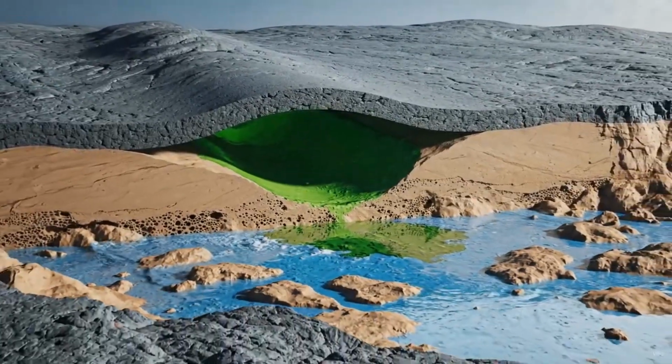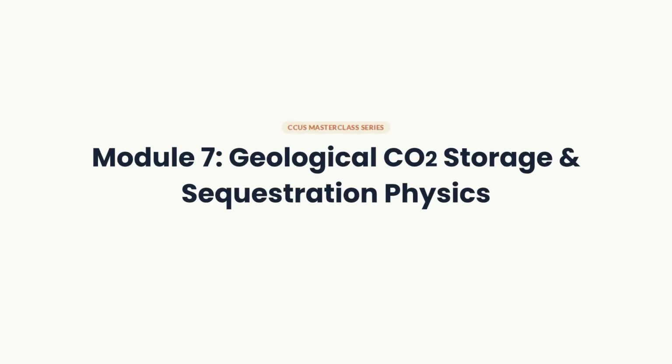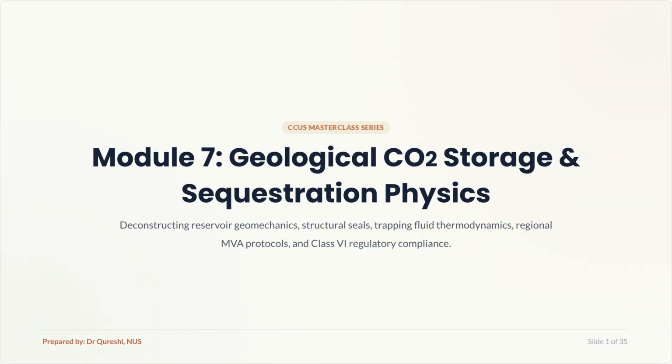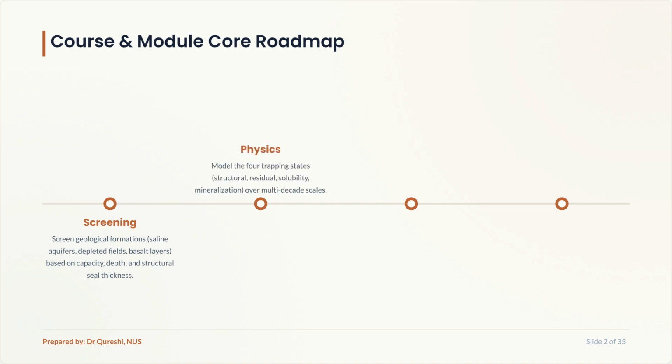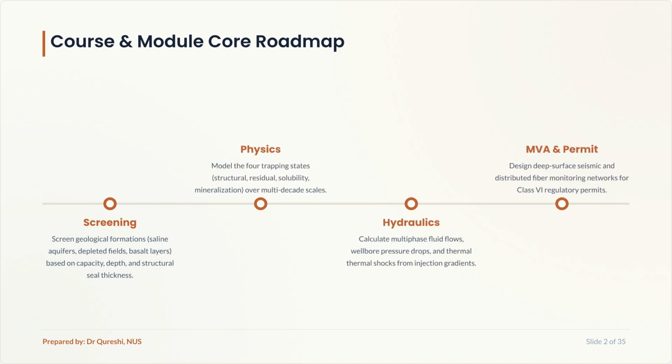The CO₂ plume line structure. Welcome to Module 7 of our CCUS Masterclass series. In this video, we will explore geological CO₂ storage and the physics of sequestration, covering geomechanics, structural seals, thermodynamics, and regulatory compliance. This video follows a structured roadmap, beginning with site screening, moving through the underlying physics of trapping states, examining the hydraulics of injection, and concluding with monitoring protocols and permitting requirements.